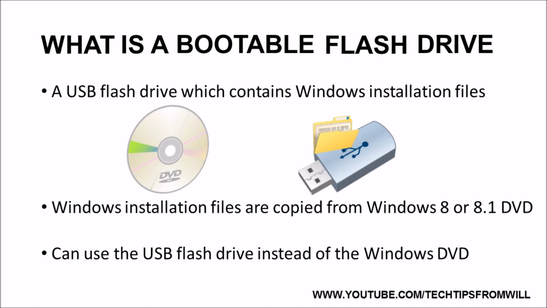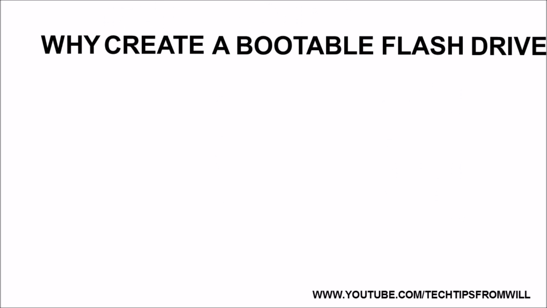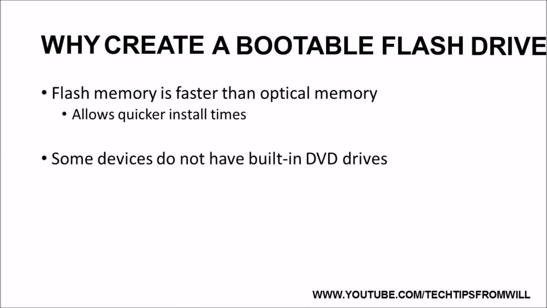Simply put, you can do everything with the flash drive that you can with the traditional Windows DVD. This is all very well, but it does beg the question, why would you want to do this? Well, there are a number of reasons. First, flash memory is faster than optical memory. Therefore, installing Windows from a flash drive should be quicker than installing it using the DVD. Also, most smaller devices nowadays, such as tablets and notebooks, come without a built-in DVD drive. Therefore, installing Windows from a USB flash drive, in some cases, could be your only option.